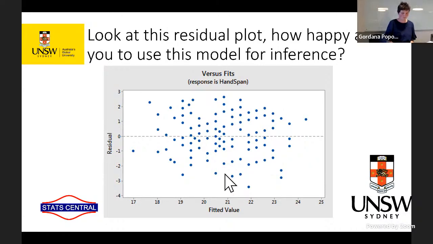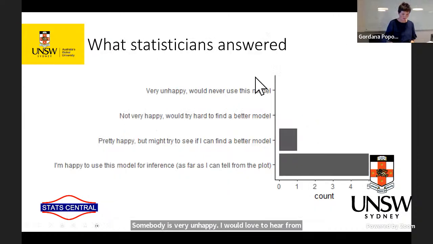Okay, I'm cutting you off in 5, 4, 3, and done. Share results. Most people are very happy. Few are pretty happy. Somebody's very unhappy. I would love to hear from the person who's very unhappy. So this is almost exactly the distribution of the statisticians once again. Beautiful, really great. But did you click the wrong thing, or are you very unhappy?